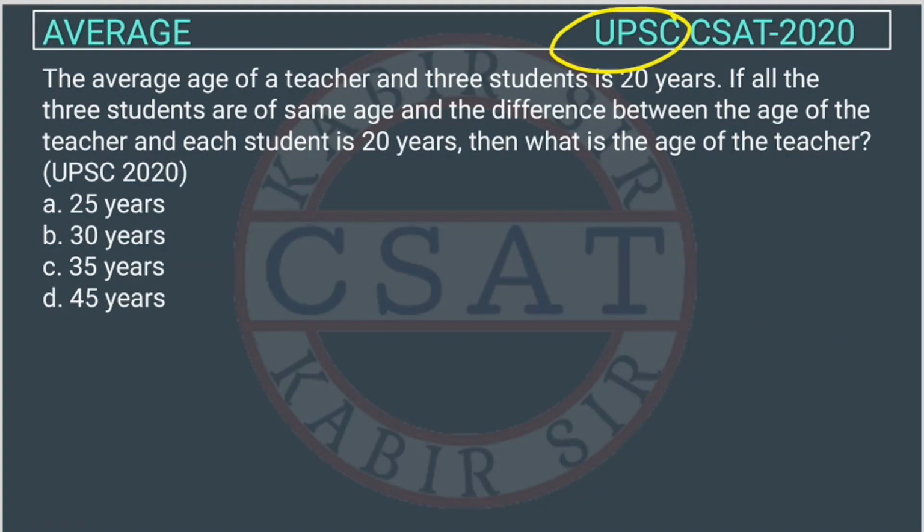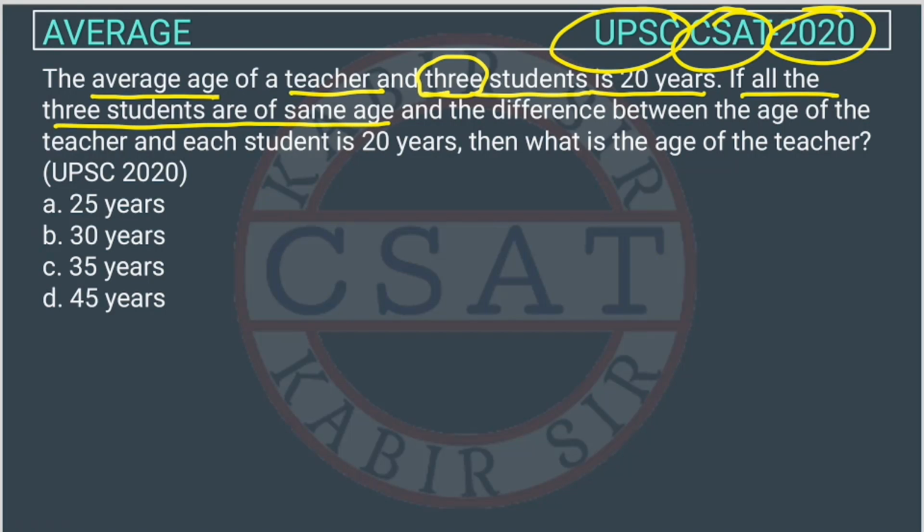This is a question asked in the UPSC CSAT 2020 exam. The average age of a teacher and three students is 20 years. If all three students are of the same age, and the difference between the age of the teacher and each student is 20 years, then what is the age of the teacher?